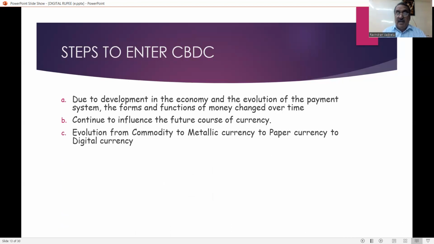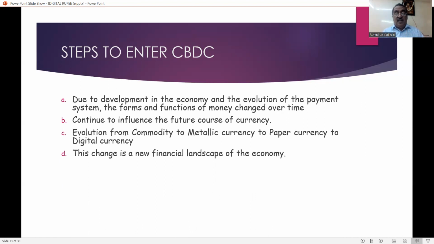It's an evolution from commodity. Previously it was a commodity, that is the barter system, then metallic currency, then paper currency. Now it is digital currency. So from commodity to metal, and from metal to paper currency, and paper to digital currency. In this way, this concept of currency comes into the picture. This change is a new financial landscape of the economy. This is a very good thing.